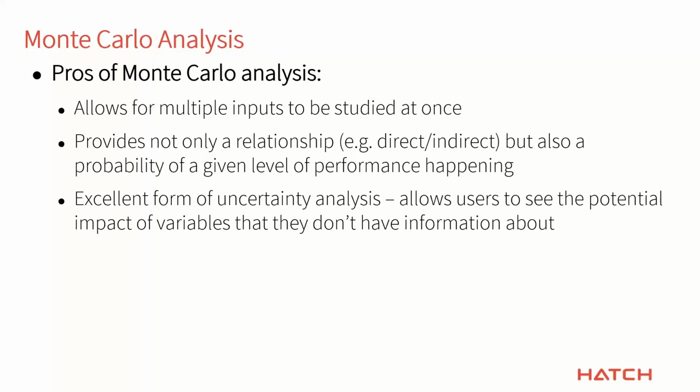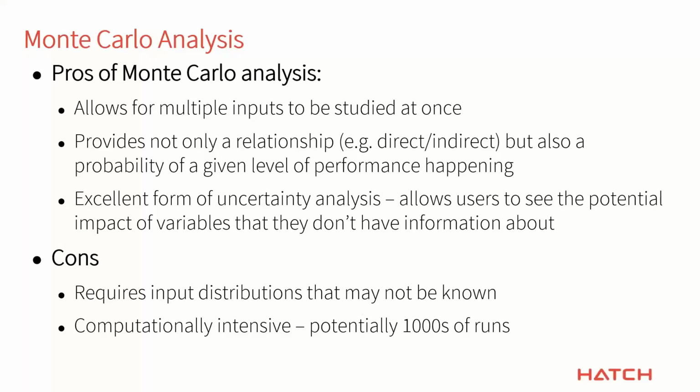It provides you not only a relationship between those variables, like I can see what the results were like on really rainy days, but also a probability of something happening. That's one nice element I like out of that. It is an excellent form of doing uncertainty analysis. It's reasonably straightforward to apply and to understand, and it allows users to see the potential impact of variables that maybe you don't have a nice way to measure directly, some hypothetical growth rate or half saturation coefficient. You can run a bunch of simulations on it and then see what its effect is.